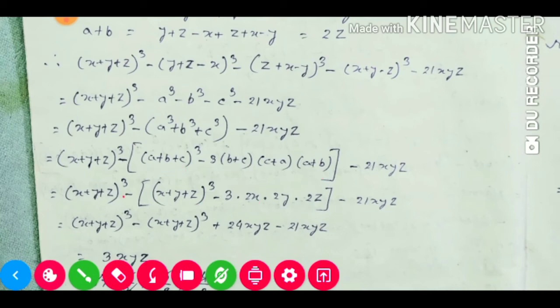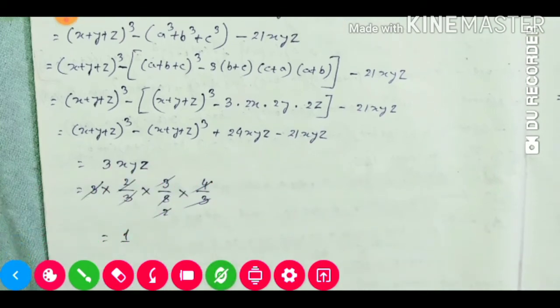Now we take this out from the bracket, so here minus and here plus, so plus minus will be minus, x plus y plus z whole cube. And this one minus, here also minus, so minus minus will be plus. 3 times 2 is 6, 6 times 2 is 12, 12 times 2 is 24. So 24xyz minus 21xyz. Now this one will be cancelled, and 24xyz minus 21xyz will be 3xyz.